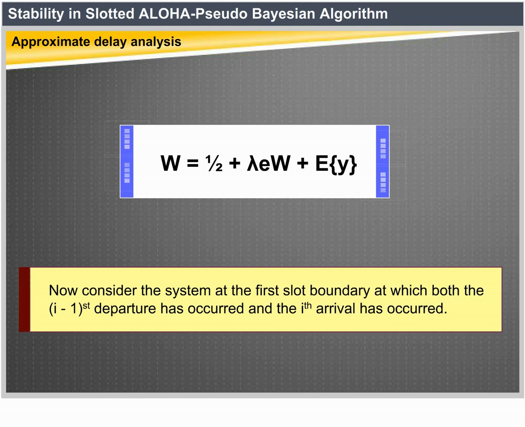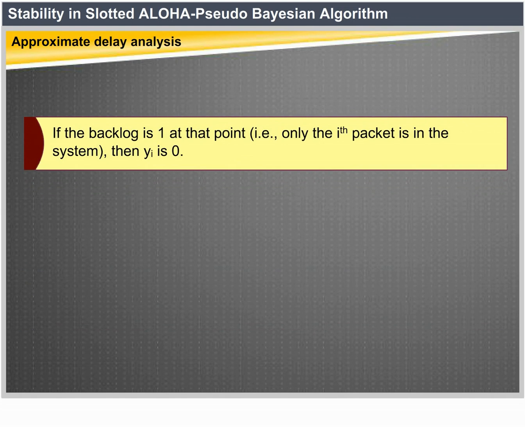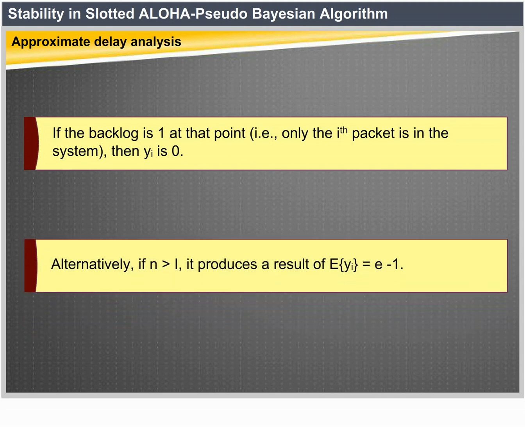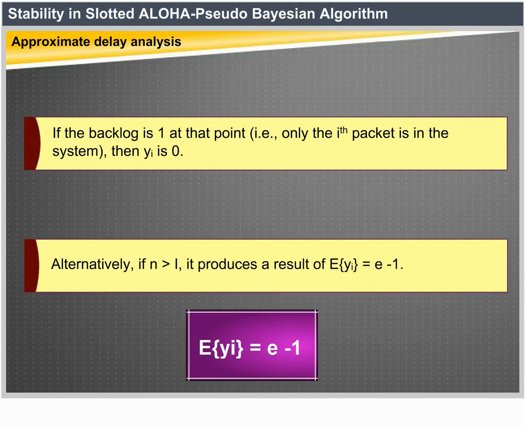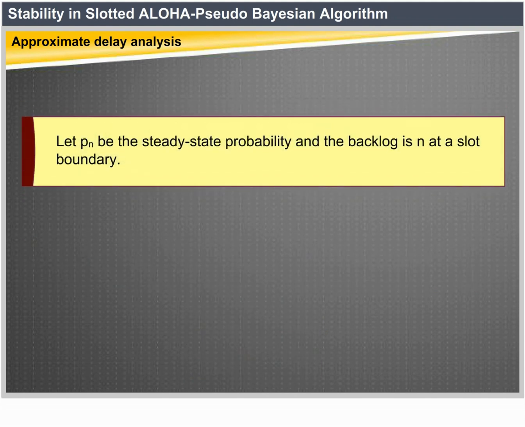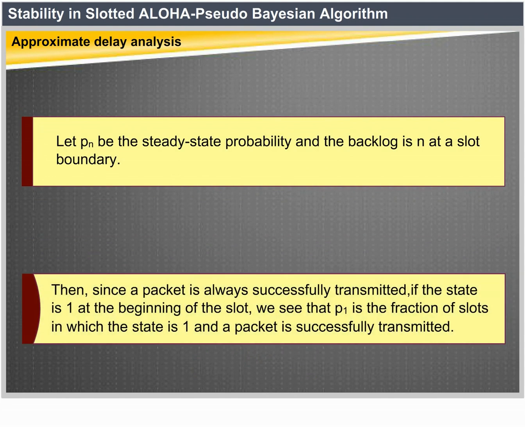arrival has occurred. If the backlog is 1 at that point, that is, only the ith packet is in the system, then Yi is 0. Alternatively, if n is greater than 1, then E[Yi] is equal to e minus 1. Let Pn be the steady state probability that the backlog is n at a slot boundary. Then, since a packet is always successfully transmitted if the state is 1 at the beginning of the slot, we see that P1 is the fraction of slots in which the state is 1 and a packet is successfully transmitted.